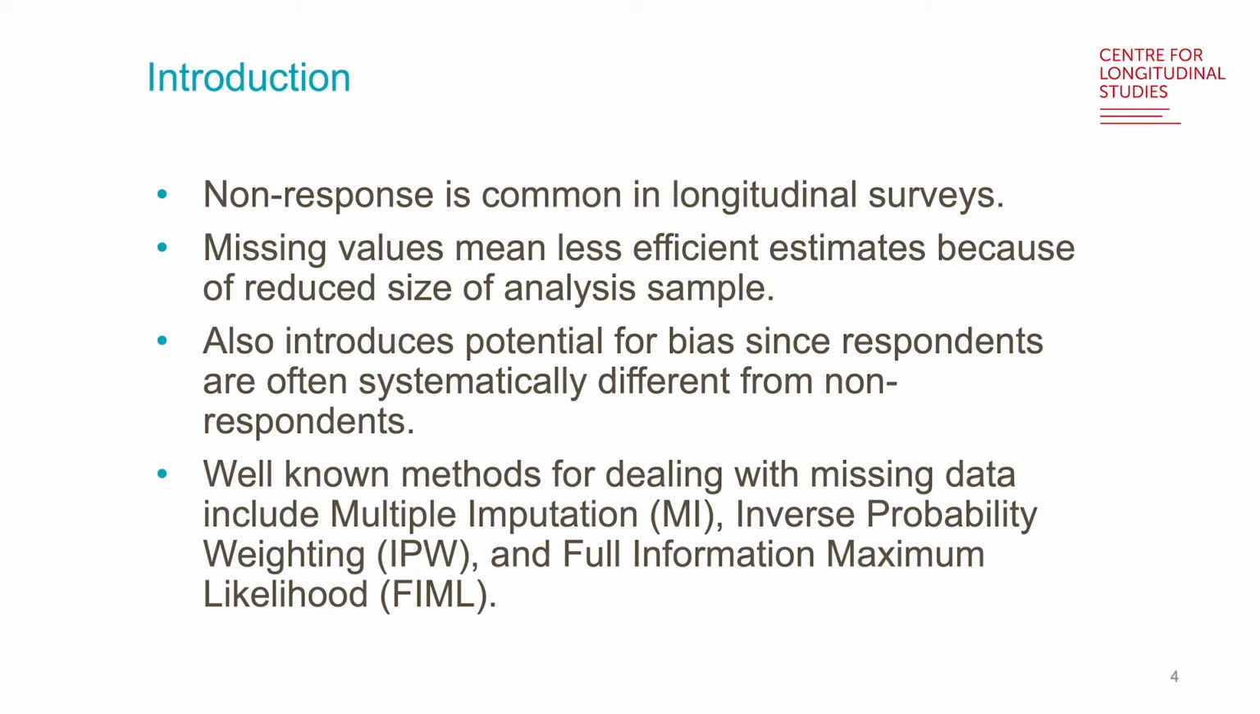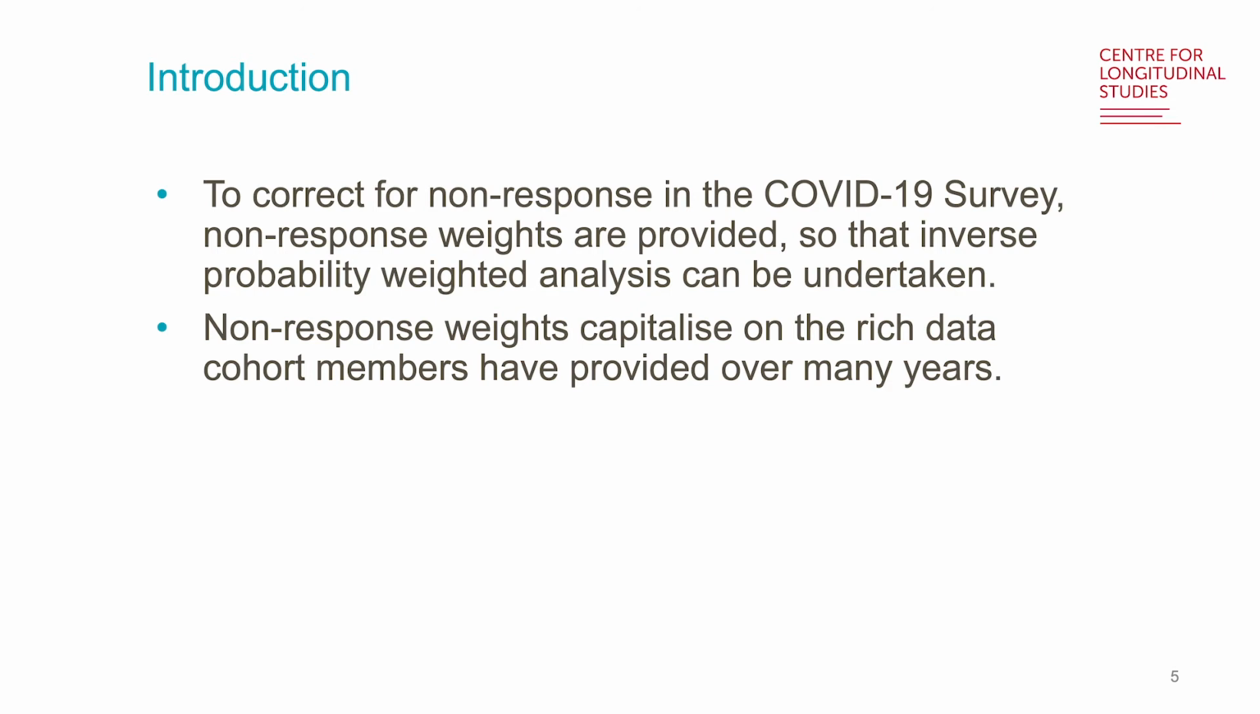There are many well-known methods for dealing with non-response or missing data generally, including multiple imputation, inverse probability weighting that I'm going to discuss a bit more today, and full information maximum likelihood. At CLS, we've been working to put out some guidance on how to robustly conduct analyses using our cohort data in the presence of non-response and other missing data. For example, if you look on the website, you'll be able to find our user guide for handling missing data in NCDS, if that's of interest.